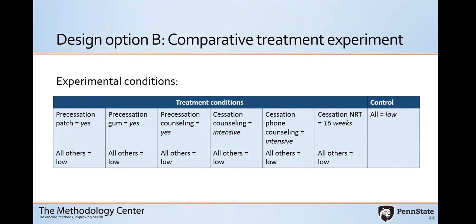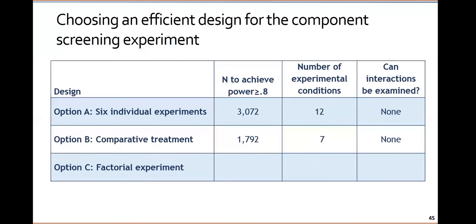There are similar kinds of experiments called dismantling experiments, and they go by other names. This one would require an N of about 1,800, and would require seven experimental conditions to be implemented, and there would be no interactions again that could be estimated.